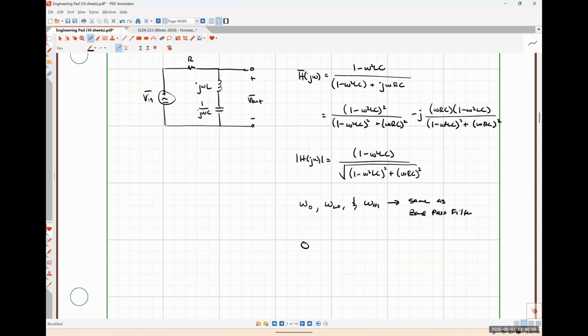And so our phase response, theta as a function of j omega, is the inverse tangent of, I think that should be negative omega RC over 1 minus omega squared LC.